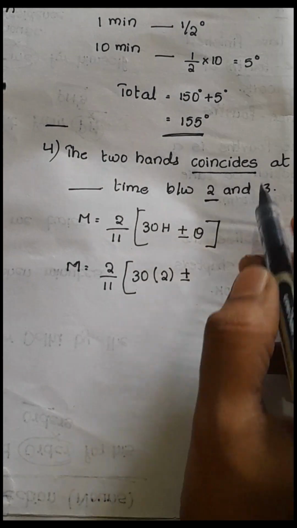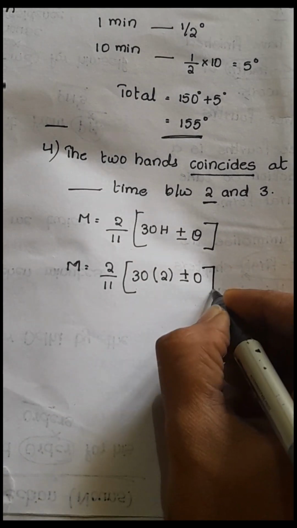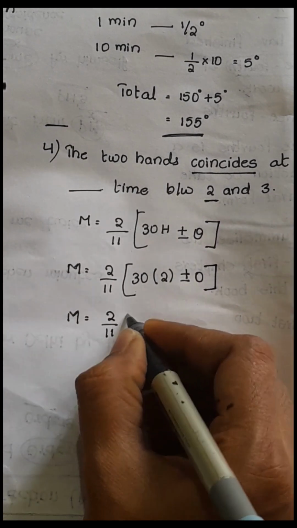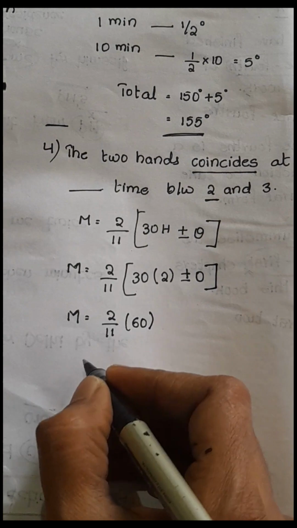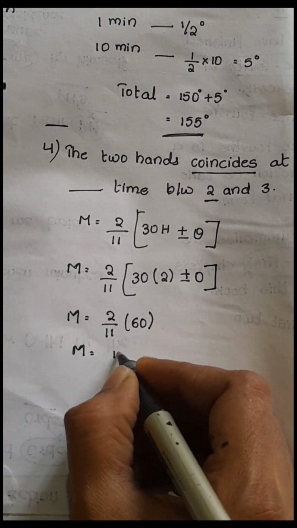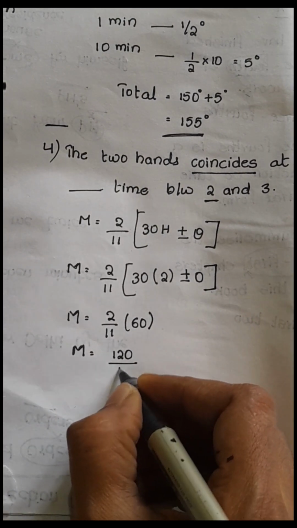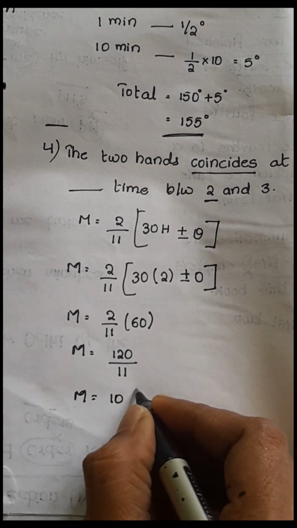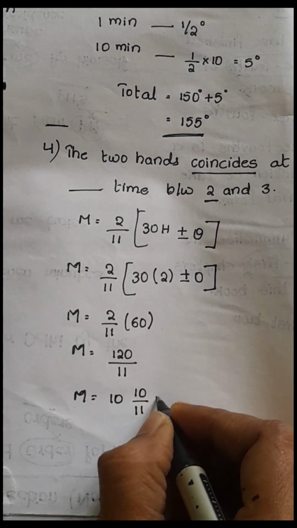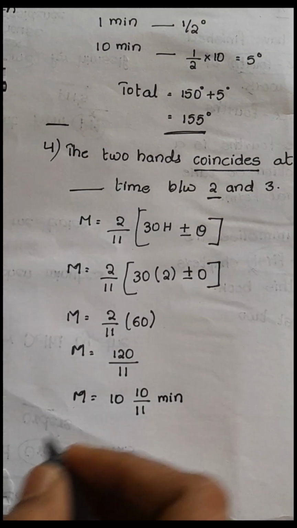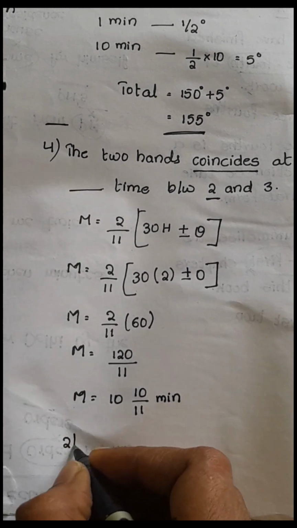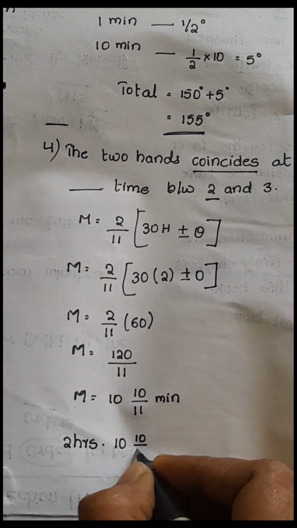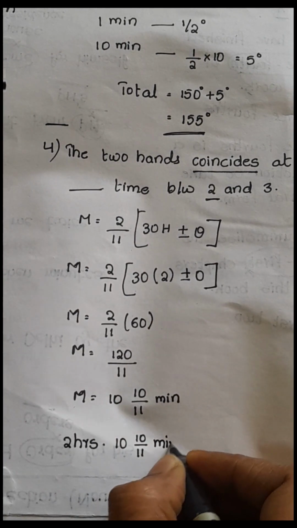The two hands are coinciding, so the angle is 0. M is equal to 2 by 11 into 60. M is equal to 120 by 11. M is equal to 10 by 11 minutes. Both the hands coincide at 2 hours 10 by 11 minutes.